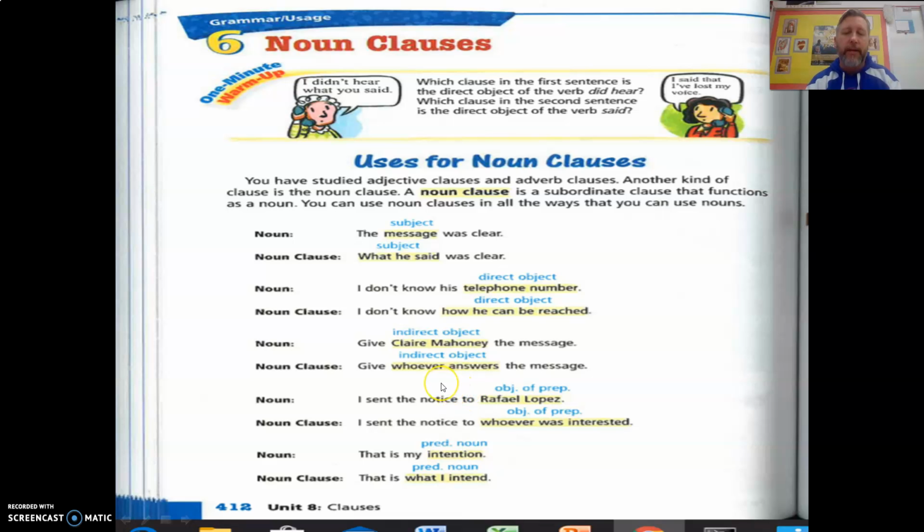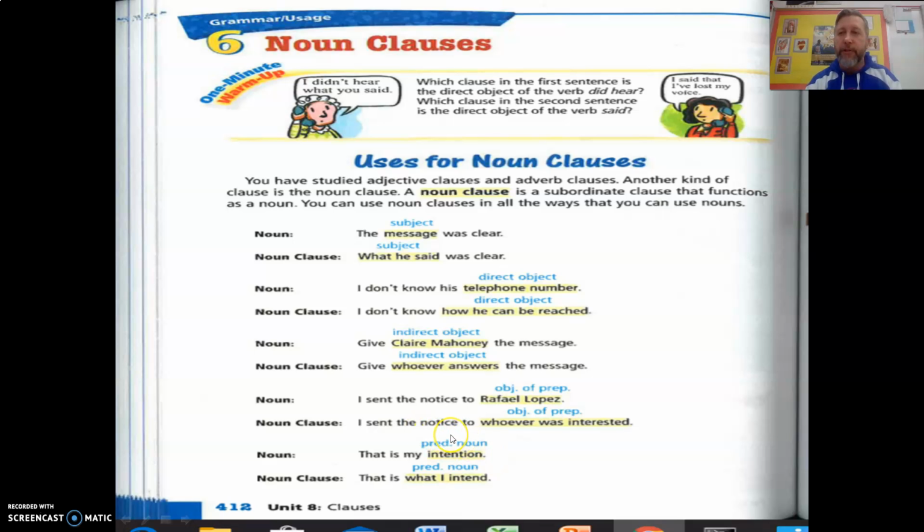All right, and so then nouns also can serve as object of the preposition when it begins with a preposition. Now we call this, to Rafael Lopez, a prepositional phrase. We would also call to whoever was interested a prepositional phrase, with the object of the preposition being the noun clause, whoever was interested.